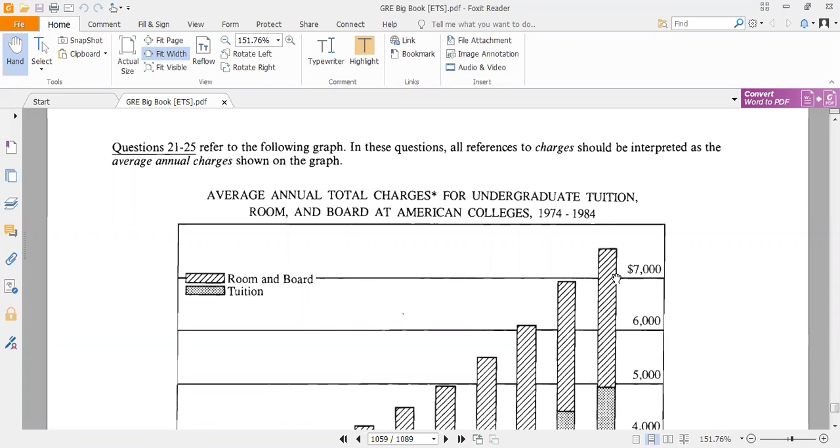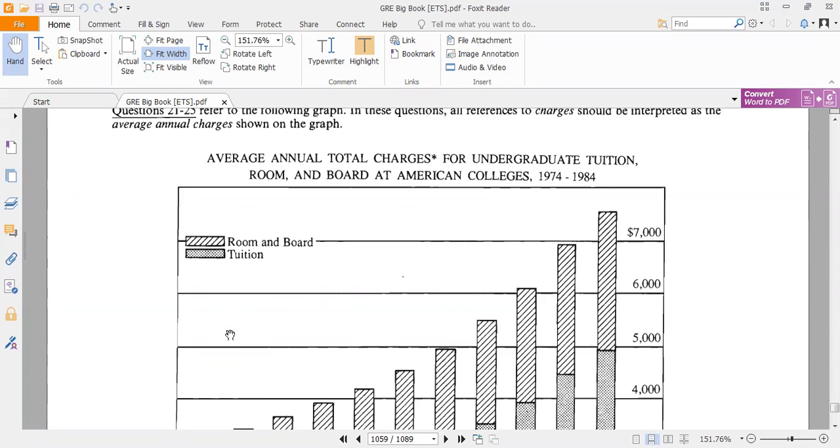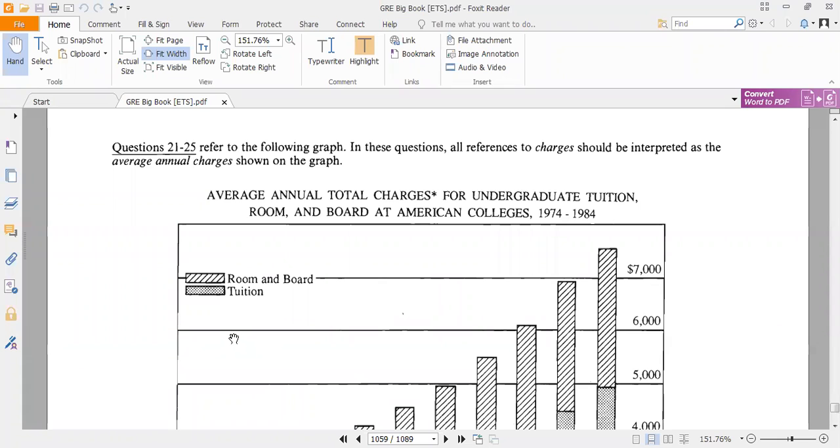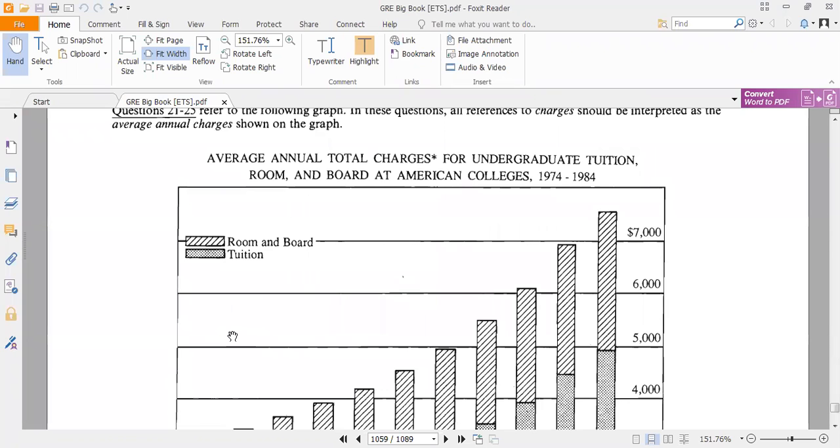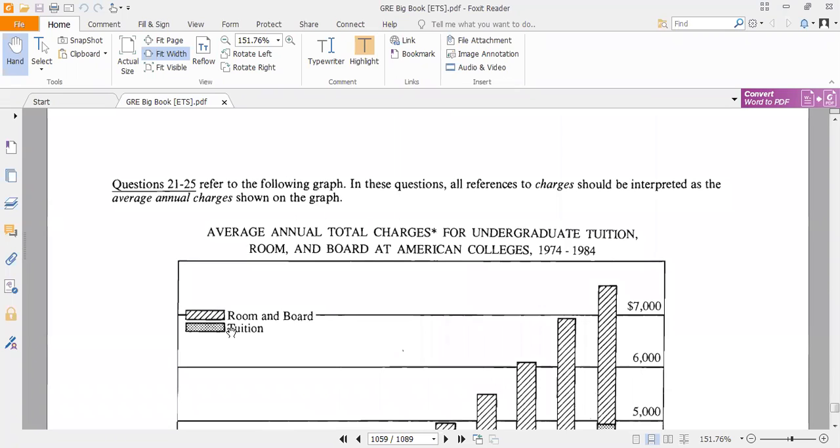So this is the data interpretation question from GRE Big Book, and it is a question from test 27, section 2. In the question we have a graph, actually a bar chart of tuition fees and room and board fees, that means the overall fees of average annual total charges for undergrad students, tuition, room and board at American colleges.